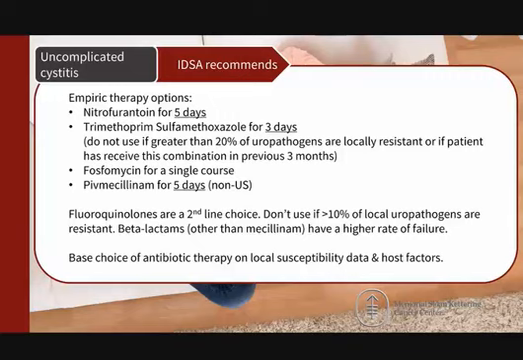Fluoroquinolones are a second-line choice and should not be used if greater than 10% of local uropathogens are resistant. Beta-lactam antibiotics other than pivmecillinam have a higher rate of failure, and their use dictates closer follow-up. The choice among the recommended antibiotics should be based on local susceptibility data, host factors such as allergies, and cost.